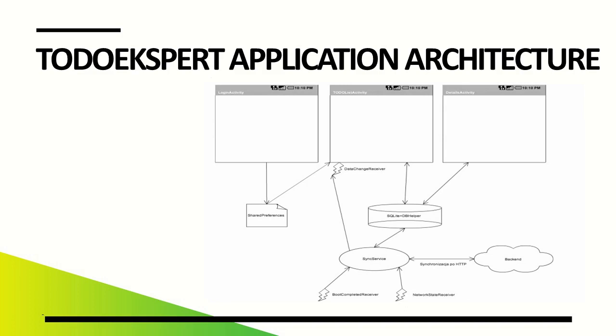Here is the architecture of our application. The application includes three main views. Three main activities responsible for login, displaying the task list, and adding a new task. Each of these activities has a specific task and communicates with the other components in a different way. In case of the activity for login, the data will be saved in Shared Preferences.